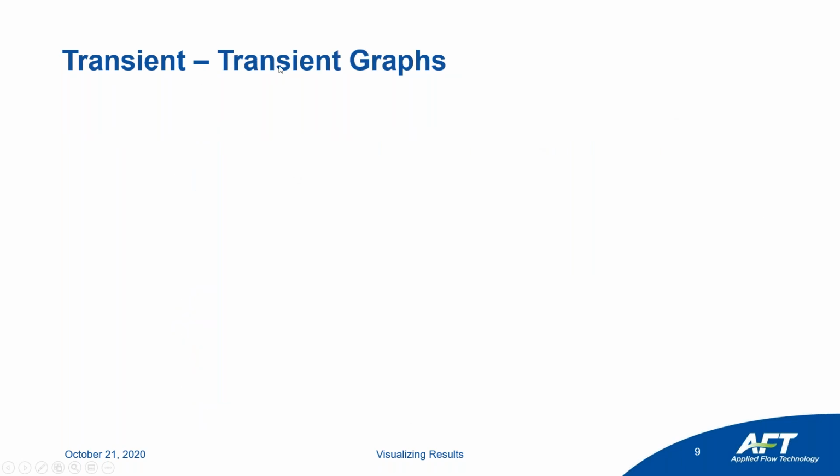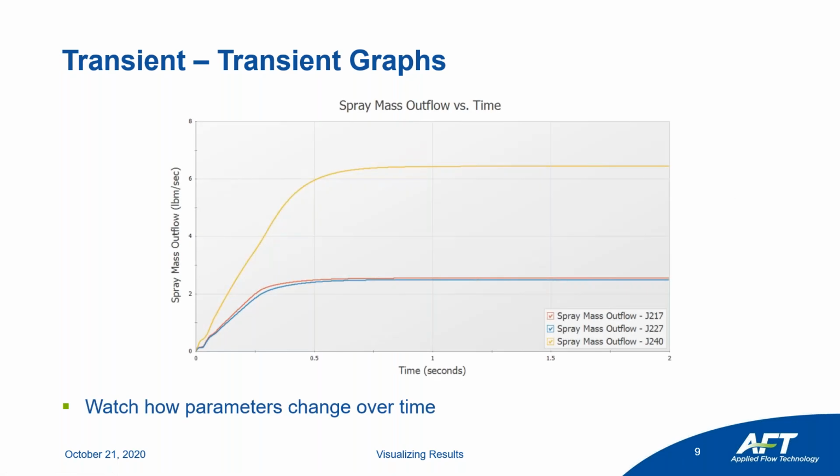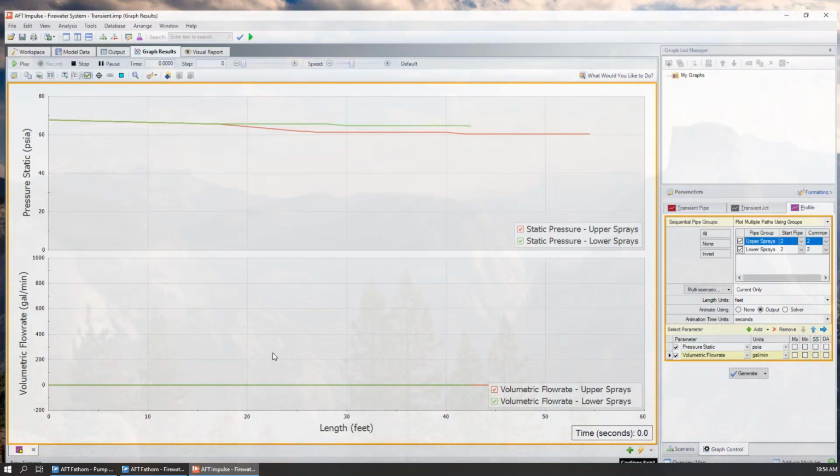The next thing we're going to look at is a transient graph. So this is how a parameter is going to be changing over time. So this is the spray mass outflow. So as it approaches steady state, it's very easy to see it reaches full steady state within 1 second. It may be good if you have a necessary response time where it has to meet this flow rate in this amount of time. So to do that, we'll go back into Impulse.